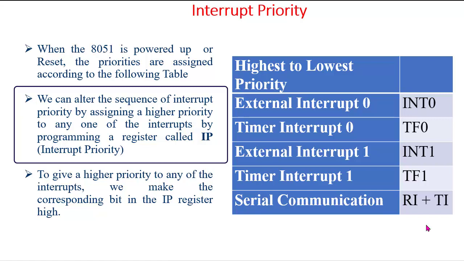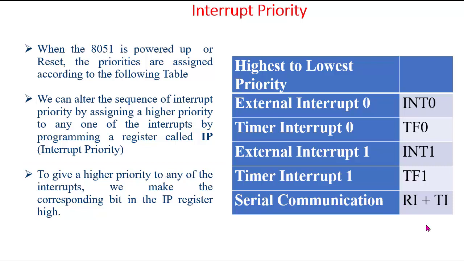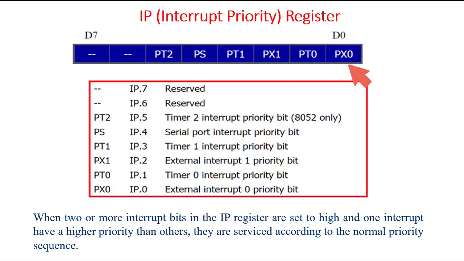Means if we need to change the interrupt priority, or if we provide any one among these as the highest priority, then we need to set it in the interrupt priority register. To give a higher priority to any of the interrupts, we make the corresponding bit in the interrupt priority register high. This is the IP register. So if we need to provide the highest priority to any one of these, we will set that bit. This is the external interrupt 0 priority bit. This is the external interrupt 1 priority bit. This is the timer 0 interrupt priority bit. This is the timer 1 interrupt priority bit. This is the serial port interrupt priority bit, and this is related with timer 2.